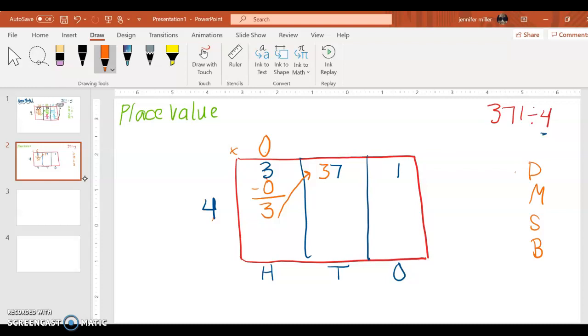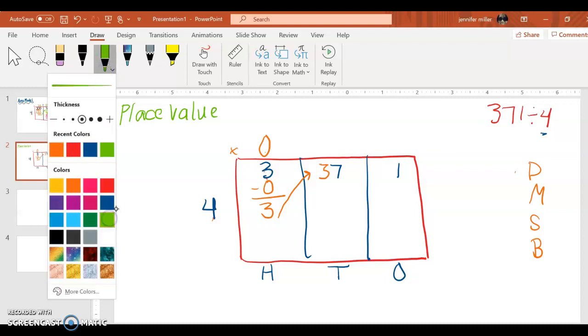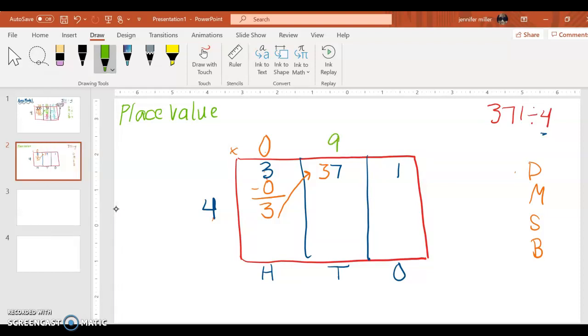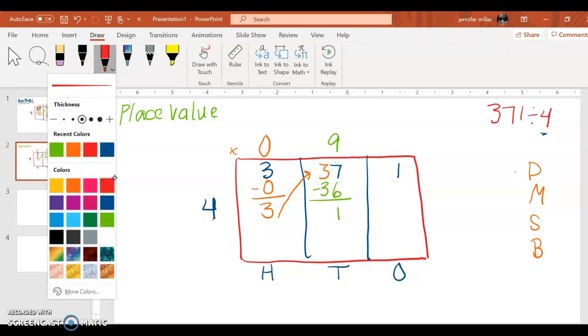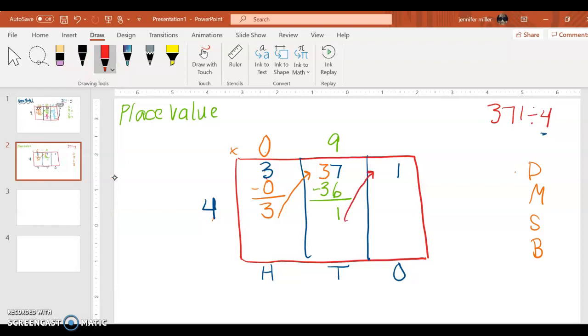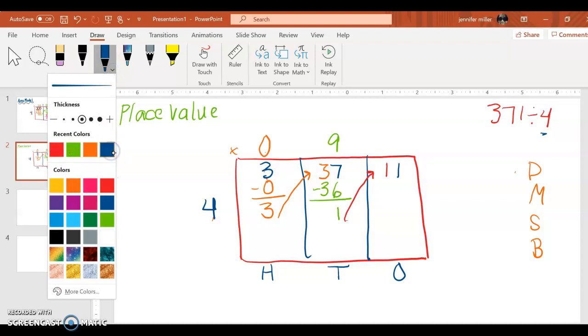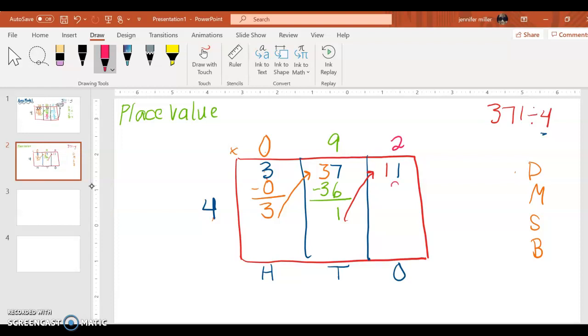So 37 tens tells me I start back with my division and I say how many times is 4 going to 37? Well, I know that 4 times 9 is 36. I subtract and I have 1 ten left over. And just like last time, I have to remember this is a 10, so I'm going to just bring it over here and make that 10 plus 1, 11. So now I have 11 ones. And I say, how many times does that 4 go into 11? Well, it goes in there twice. 2 times 4 is 8. 11 minus 8 is 3.